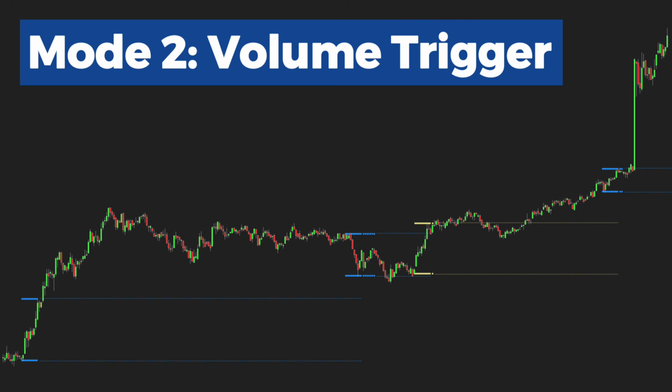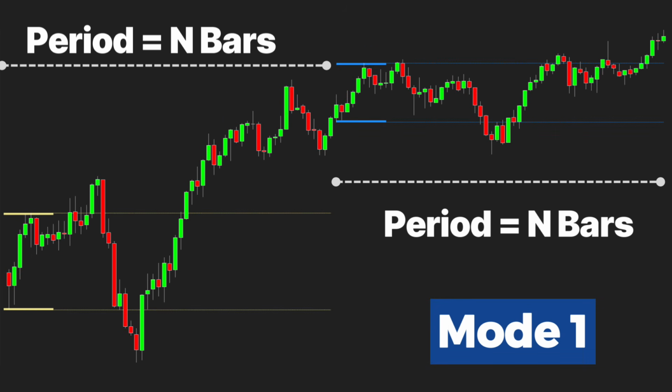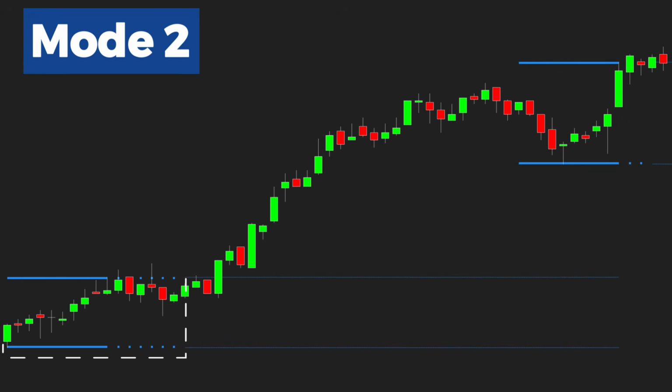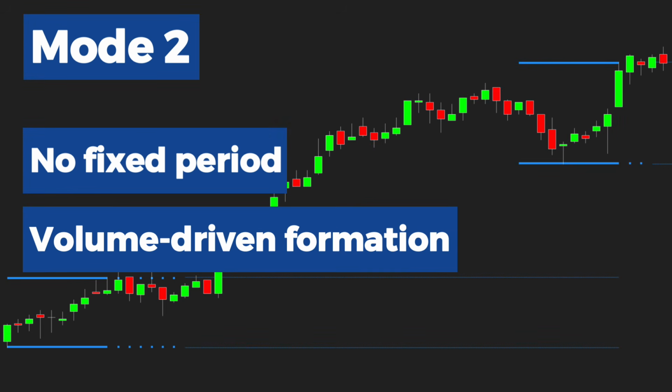Mode 2. Volume trigger is designed for traders who want the market to trigger its own structure rather than relying on a fixed time period. Unlike the continuous mode, where the initial balance is formed based on fixed periods and repeats in a cycle, volume trigger doesn't rely on time. Instead, the initial balance is only formed when the volume condition is met. In other words, Mode 2 lets the market decide when a new balance zone should be established, based on actual market participation.